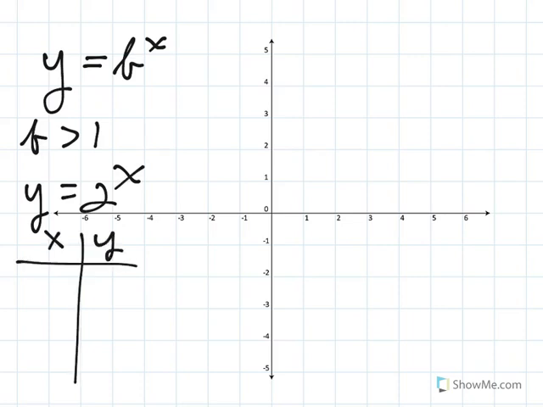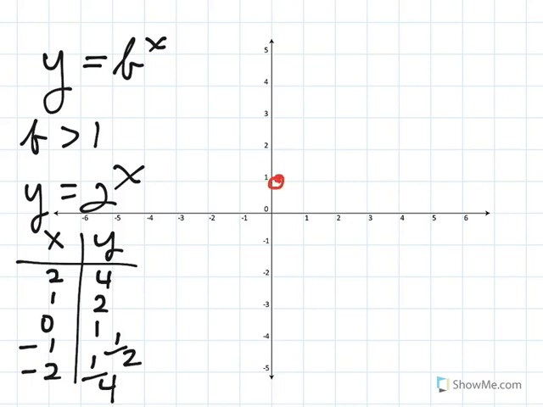If you make a little chart where I can pick independently any x values, and I calculate out 2 to the 2, 2 to the 1, 2 to the 0, 2 to the negative 1, and 2 to the negative 2, and then graph these points: (0, 1), (1, 2), (2, 4), (-1, 1/2). Connecting those dots doesn't make a line, it makes this thing. It looks almost like part of a parabola, but it's part of a curve that actually continues like this.